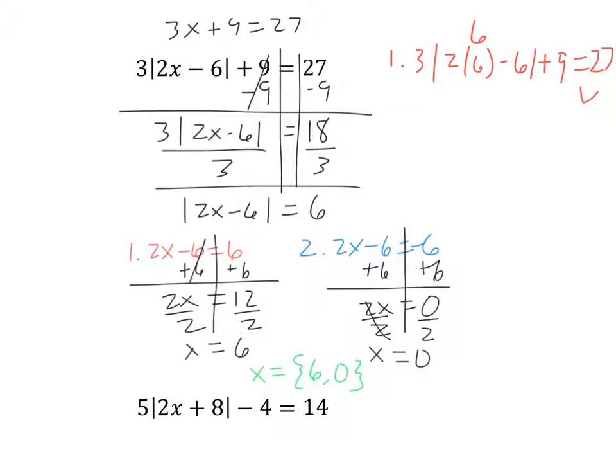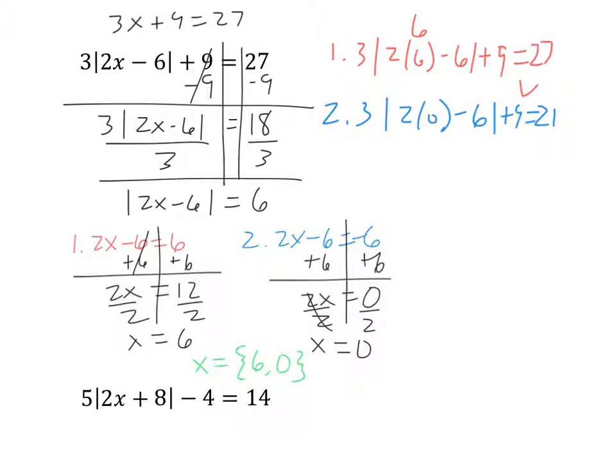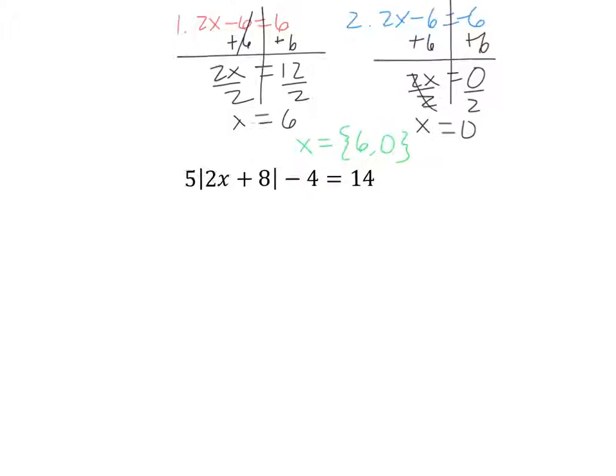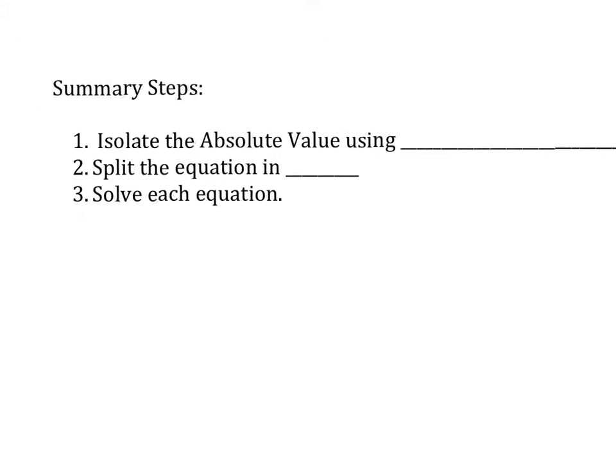That one works. Okay, we could also look at number 2. We'd have 3 times the absolute value of 2 times 0 minus 6 plus 9 and see if that equals 27. Okay, and 2 times 0 is 0, minus 6, that's negative 6, but the absolute value of that is 6. So we have 3 times 6 plus 9. Well, that's 18 plus 9, and that does equal 27. So we're all checked off. We know that that works. We are going to skip this last example and move on to the summary.